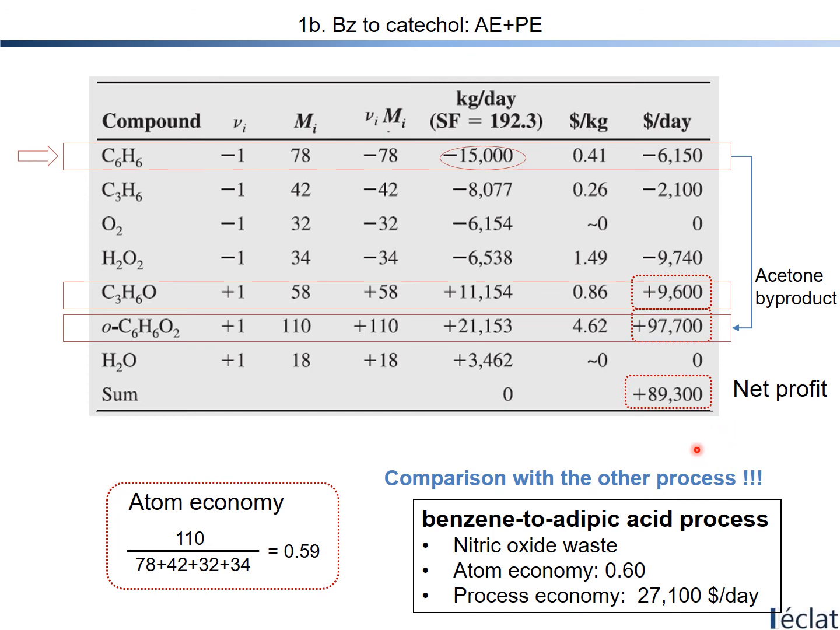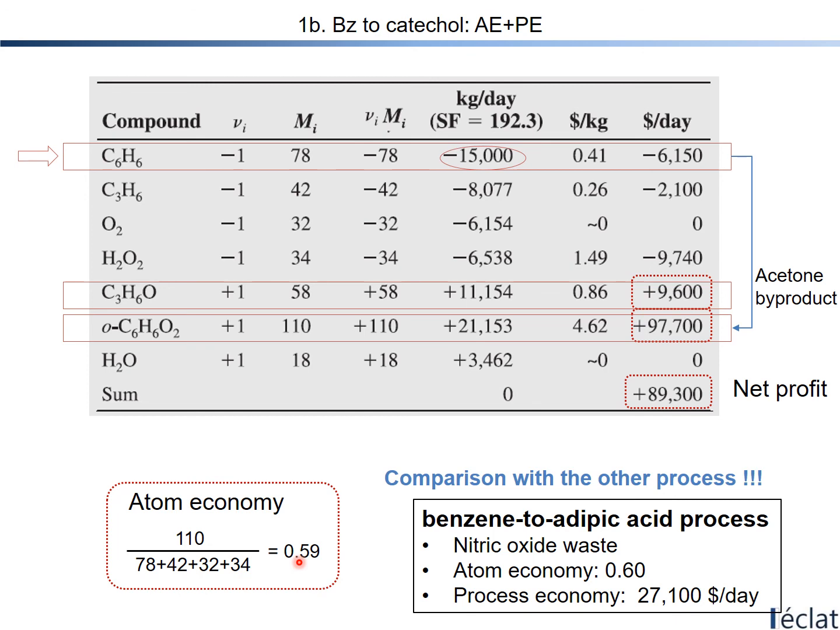Let me compare with the previous example, which is the adipic acid process. Right now we are making the catechol, but in the previous calculation we were thinking about the adipic acid production. In that case, one bad thing, nitric oxide waste is produced, so it's not good. How about atom economy? 60%. This value is very similar to the atom economy of the production of catechol. So almost the same, and we cannot decide which one is better.